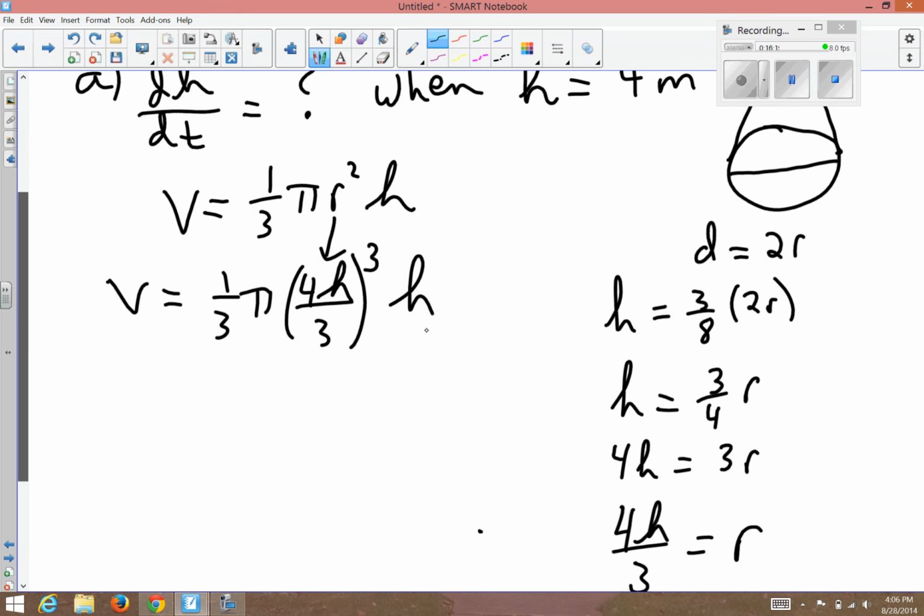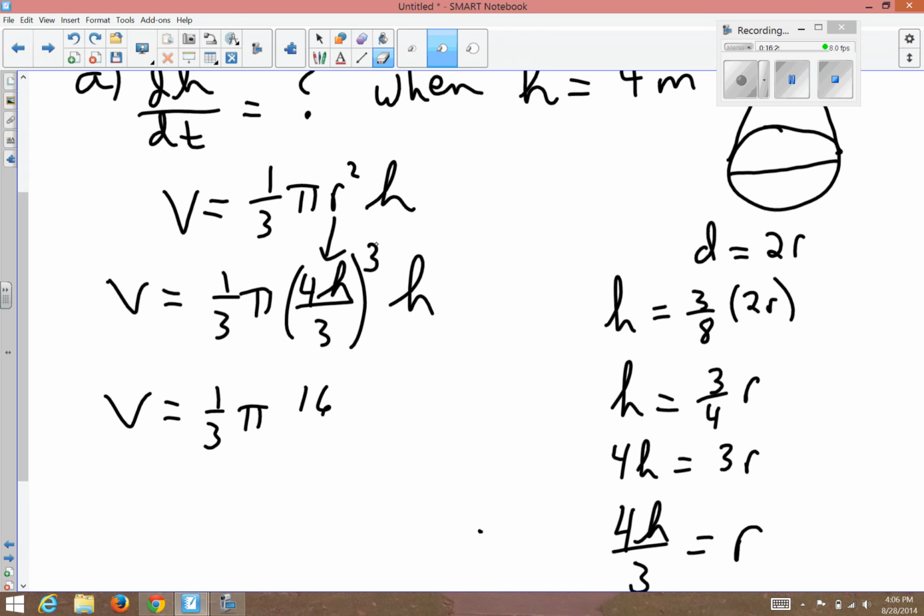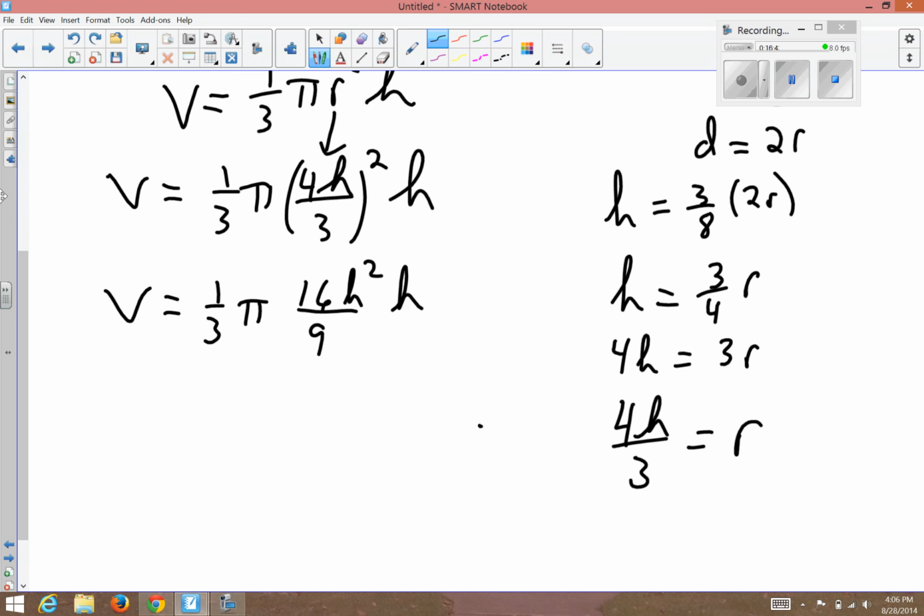So here's something to simplify. V equals 1/3 pi. You square the 4, you get 16. Square the h, you get h squared. And you square this 3 on the bottom, you get 9. Bring that one down. So v equals 1 times 16 over 3 times 9 times pi times h to the third, because there's h squared and there's h. So it's h to the third.